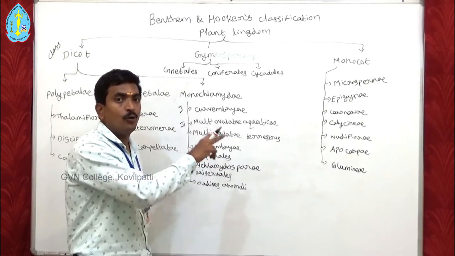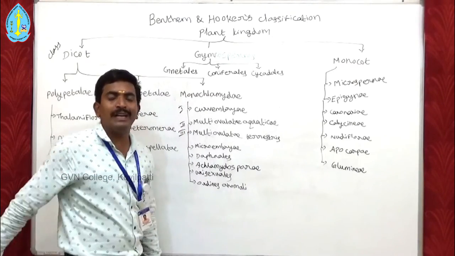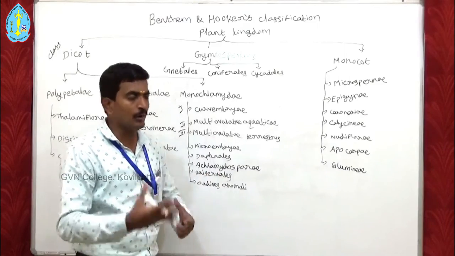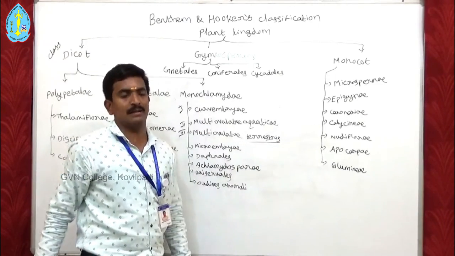The third series is Multiovulatae Terrestres. Multi means many, many ovules are present. And Terrestres means that the plants are land plants.